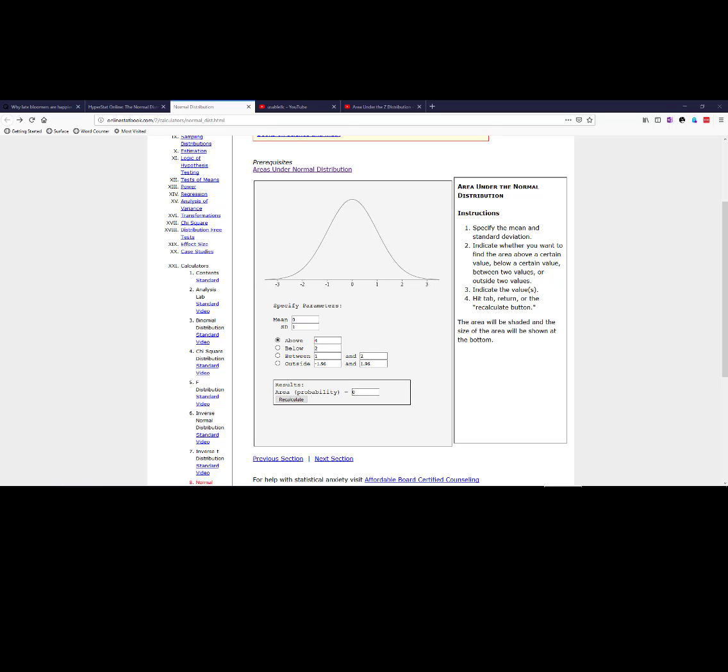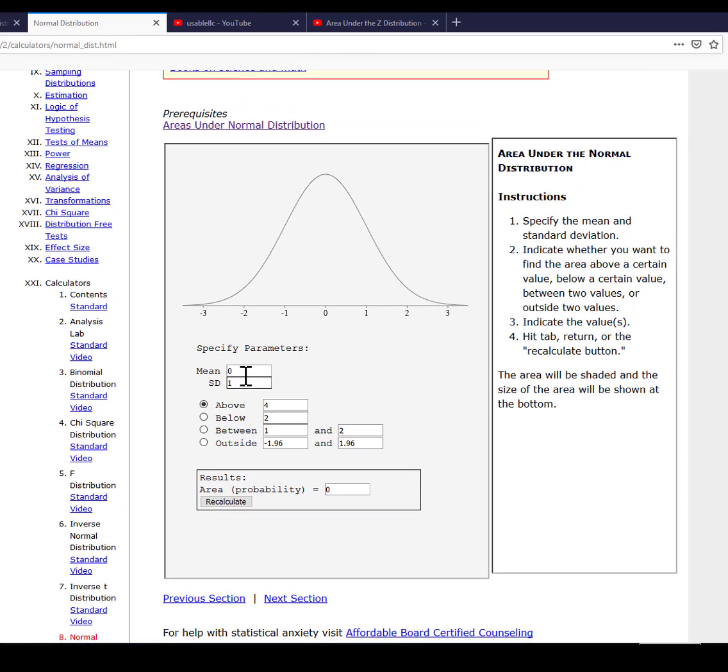If I remember correctly, the first problem we had in the last video was the area under 1 standard deviation above the mean. So the first thing we want to do to set this calculator up is set the mean at 0 and the standard deviation at 1, because we're working here with z-scores. Important to do that, otherwise we're not going to get the right answers. So again, a z-distribution, mean of 0, standard deviation of 1.